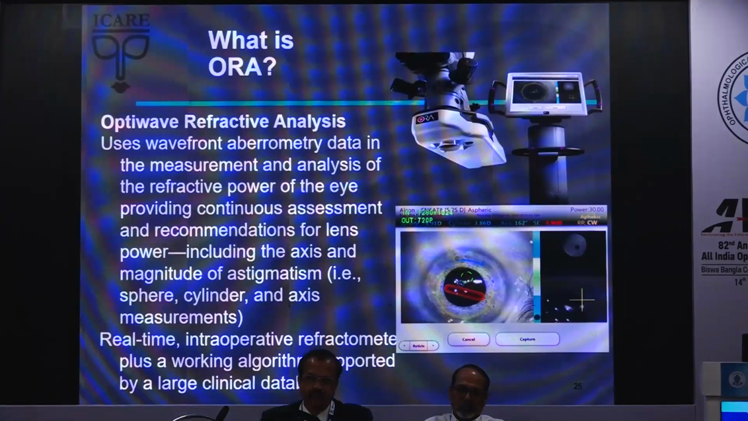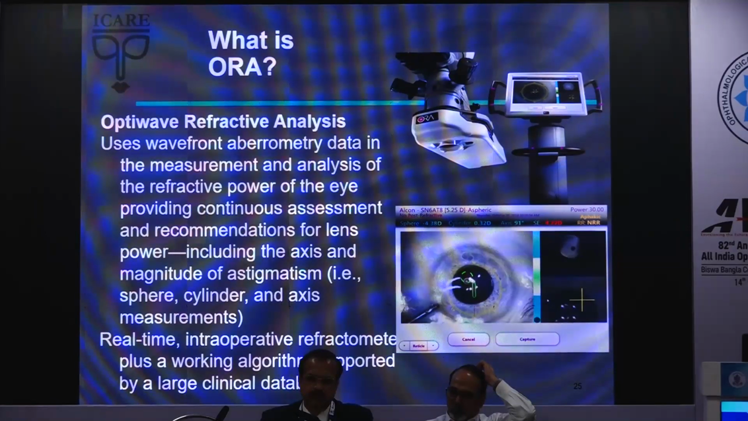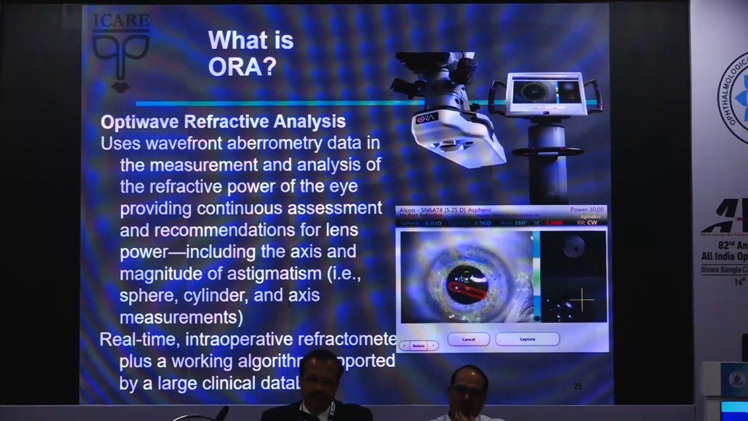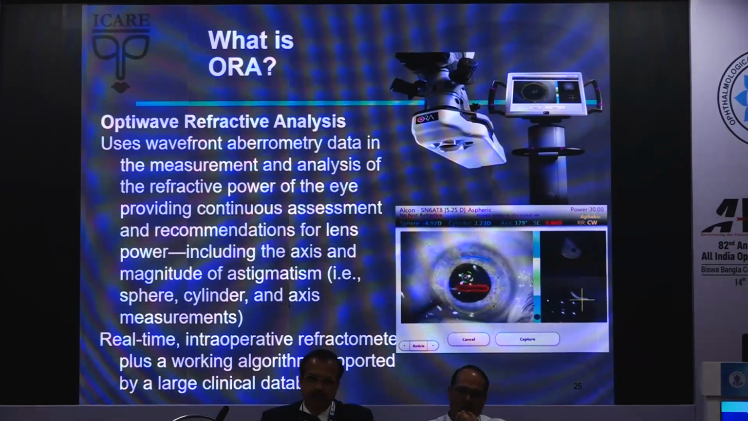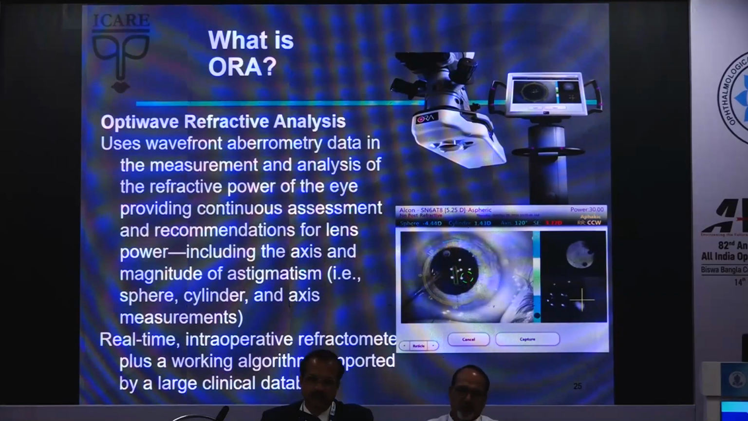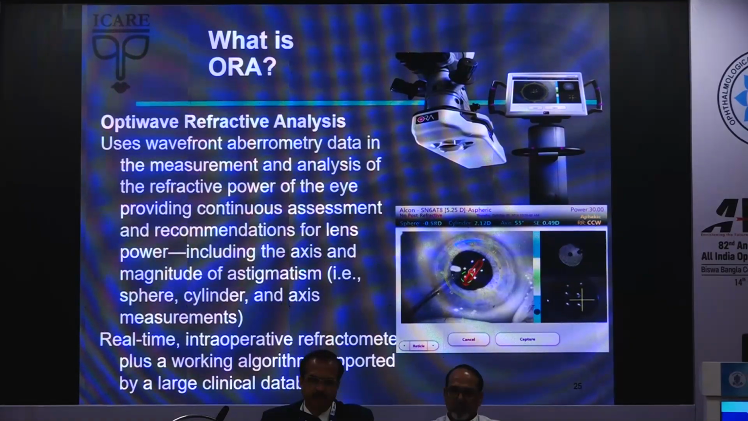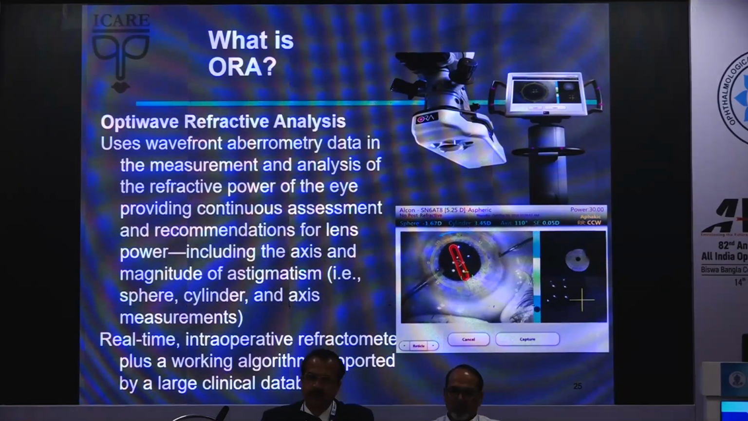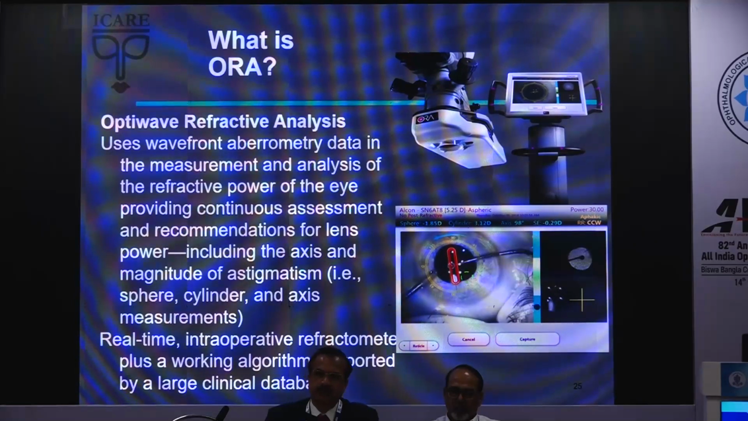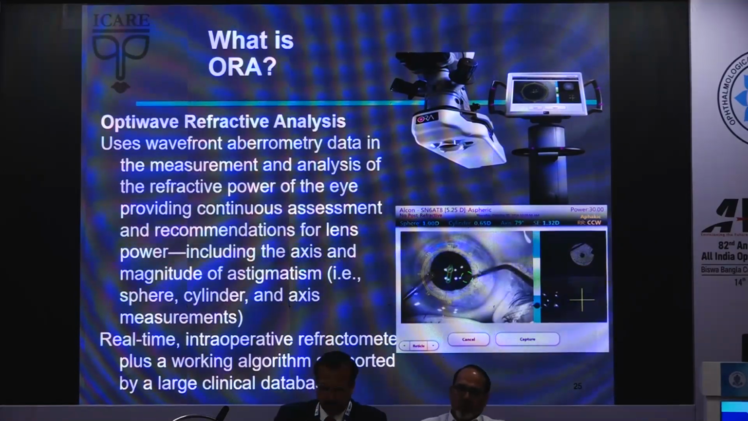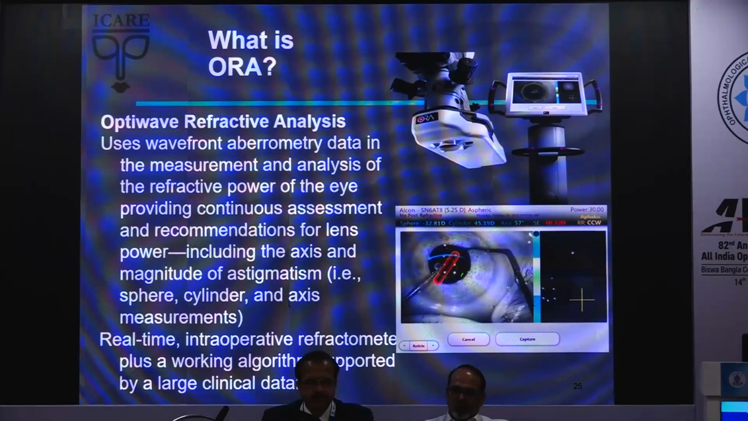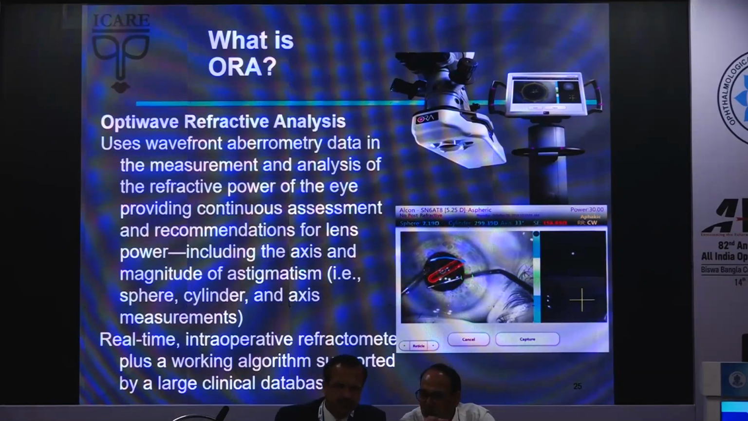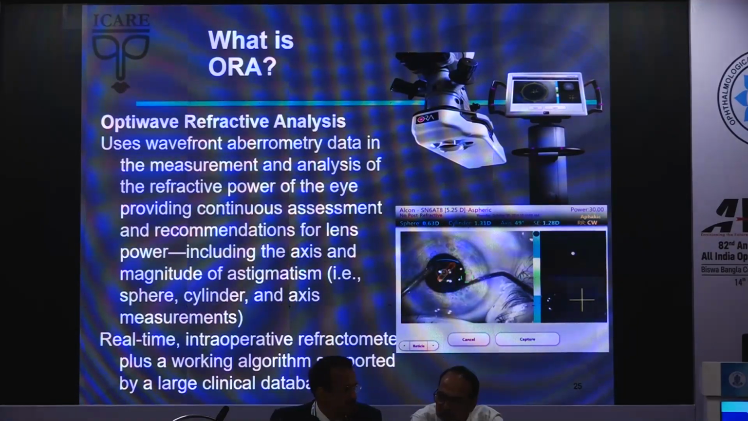The other system is ORA, which is expensive, the Optiwave Refractive Analysis. It uses wavefront aberrometry. It is present in the microscope, and does measurement and analysis of the refractive power of the eye, as you can see in the video at the bottom there. So continuous refractive power and magnitude is demonstrated, including the sphere, cylinder, and axis, and it's a real-time intraoperative refractometer plus a working algorithm supported by a large clinical database.